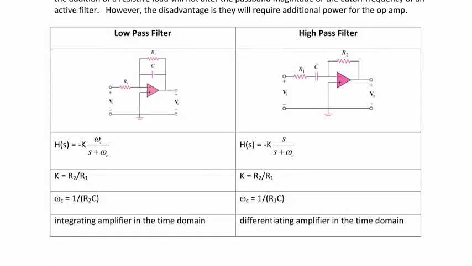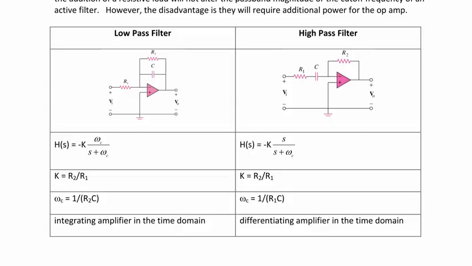The first two types of active filters are the low pass and the high pass filter, and here we have given two example circuits that are, in the frequency domain, inverting amplifiers. But because there's a feedback capacitor on the left circuit, it becomes a low pass filter, and because there is an input capacitor on the right circuit, it becomes a high pass filter. So the transfer function is negative k omega c over s plus omega c, where k is equal to R2 over R1, and the cutoff frequency is 1 over R2C. Note that in the time domain, the low-pass filter behaves as an integrating amplifier.